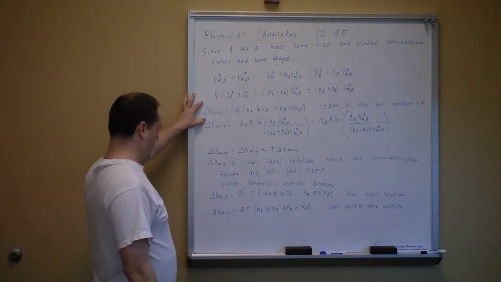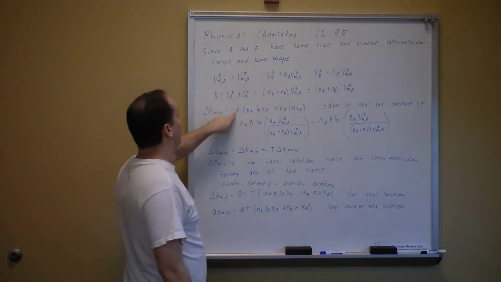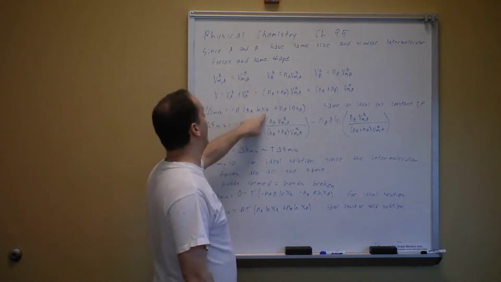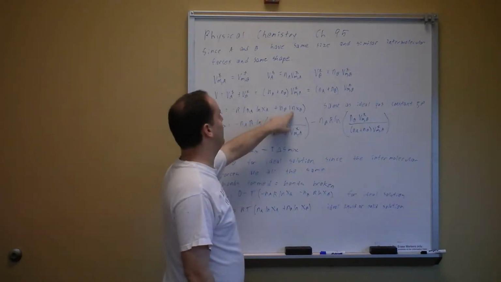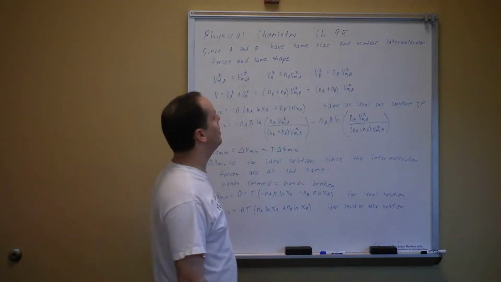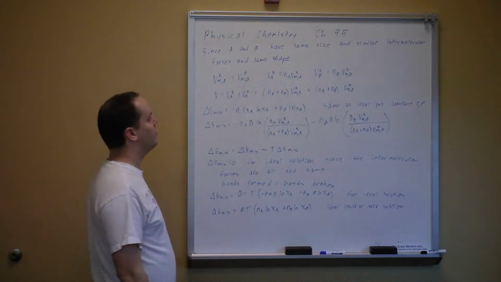Now, the change in entropy of mixing, we showed before, is minus R times the number of moles of A times the natural log of the mole fraction of A, plus the number of moles of B times the natural log of the mole fraction of B. And that's going to be at constant temperature and pressure only.